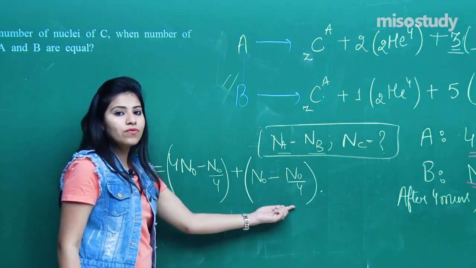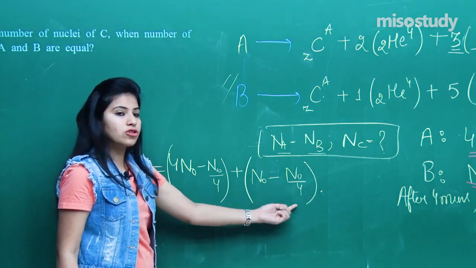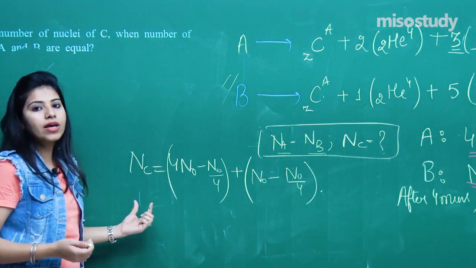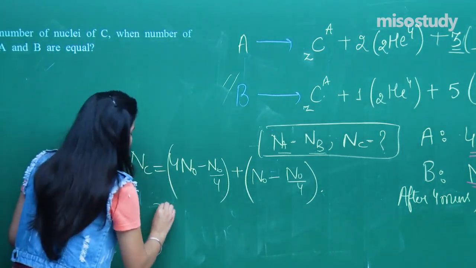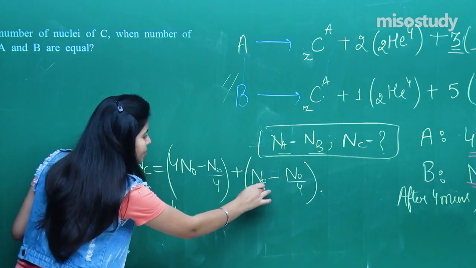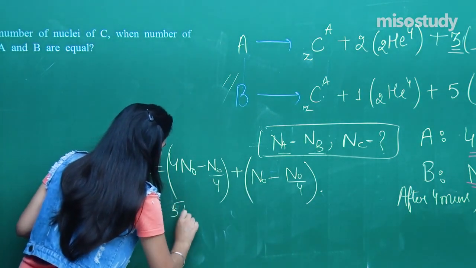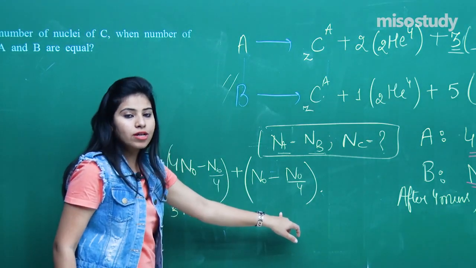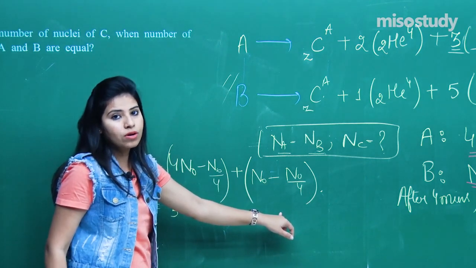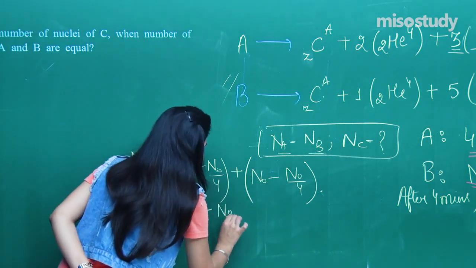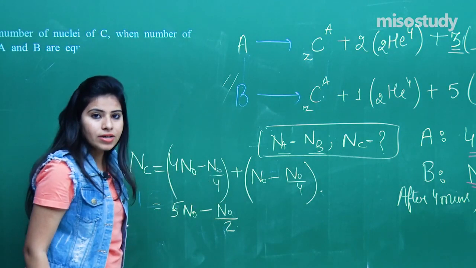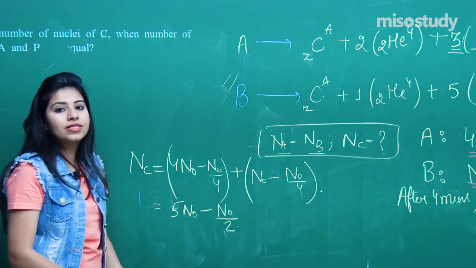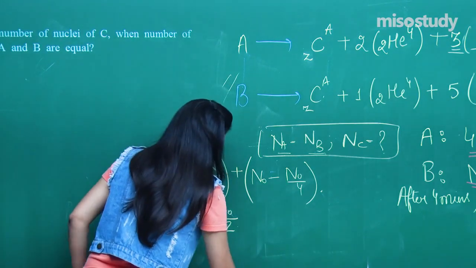This is the total number of nuclei that has decayed in the process of B. So this will be the total number of nuclei for C. Let us just solve for this. 4 N0 plus N0, that means 5 N0, minus N0 by 4, minus N0 by 4, that means minus 2 N0 by 4, or you can say minus N0 by 2, right? So now if you solve this, you will have 5 N0 minus N0 by 2, that is 9 N0 by 2.